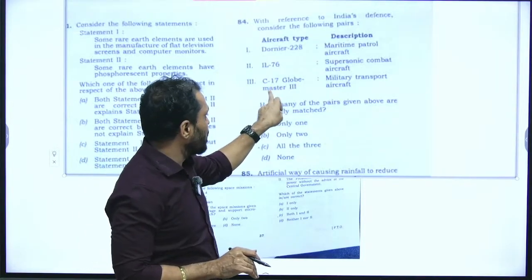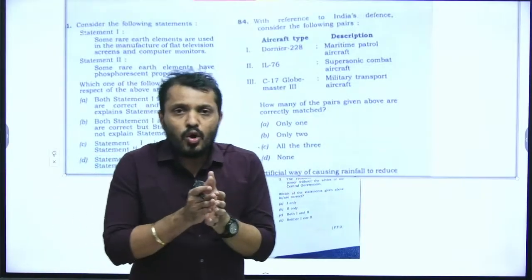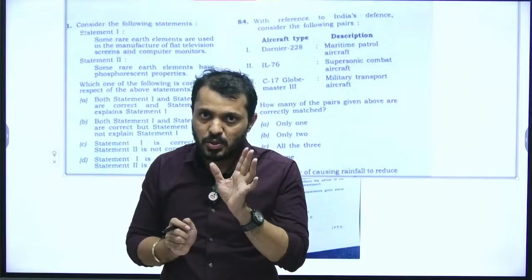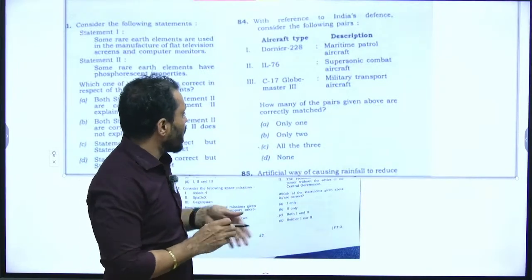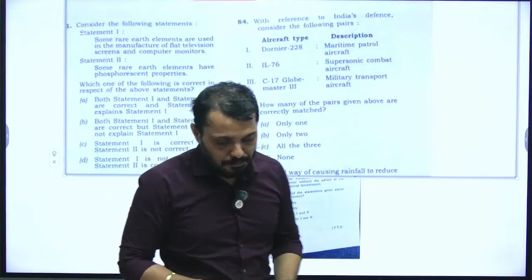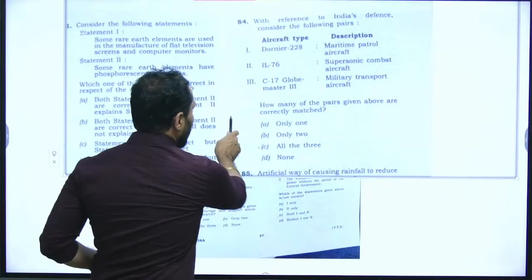Whereas C-17 Globemaster 3, military transport aircraft. Of course, this is Globemaster 3, specifically designed for military transportation purposes only. So this one is right. So the answer is only two pairs are right. That is, 84 is B. Only two. Okay. Next, let's see about the President's pardon powers.